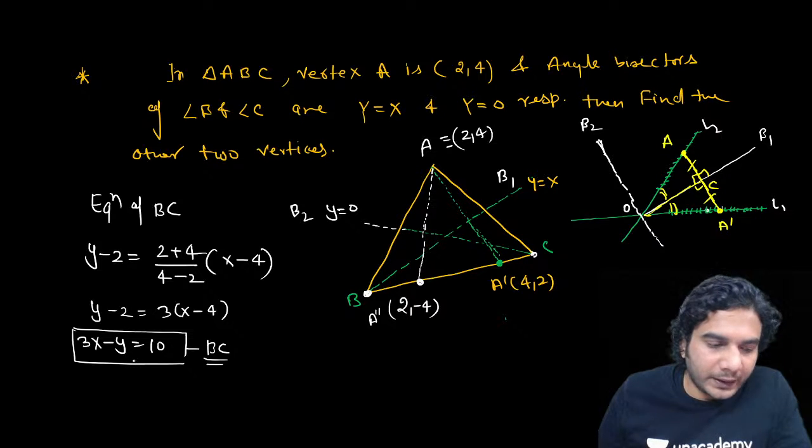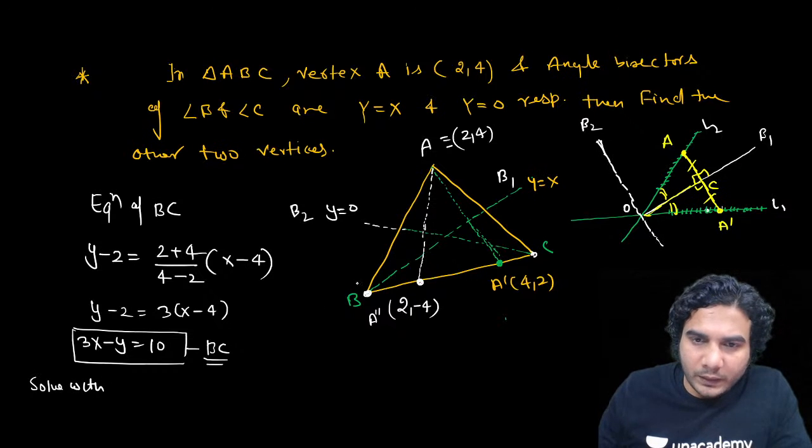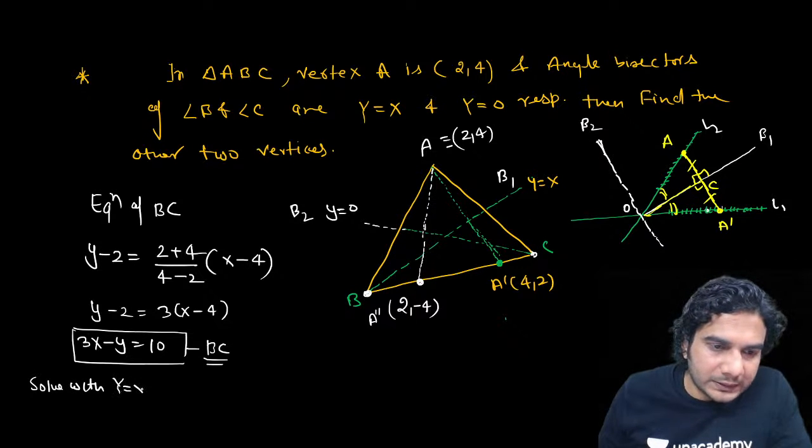Now solve it with the y is equal to x line, okay? Raghav, Jia, is this okay? Solve with which line? Let's solve with the y is equal to x line. Why are we solving it with the y is equal to x line? Because B is nothing but the point of intersection of this bisector and BC.